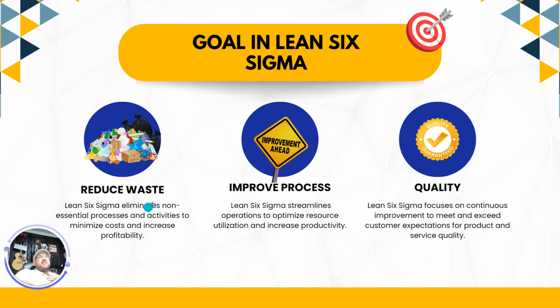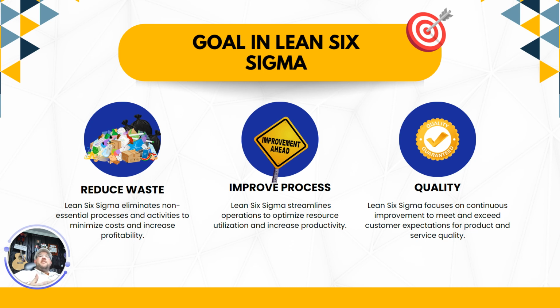Now, the goal in Lean Six Sigma is simple. It's to reduce waste, improve processes, and create better quality for your customer. Right? When you focus on these three things in Lean Six Sigma, you can do no wrong. Now, remember, this is just one aspect of it. The goal here is to create an organization that's thrivable. That means you have the people component of it, and people are your best resource in a business to help create value for your customer.